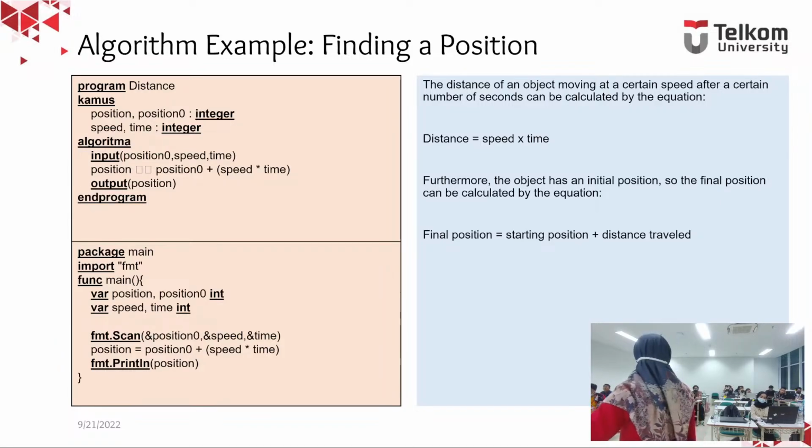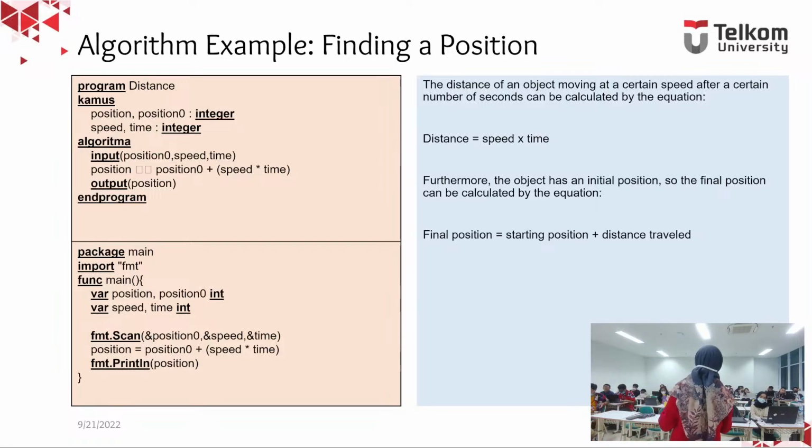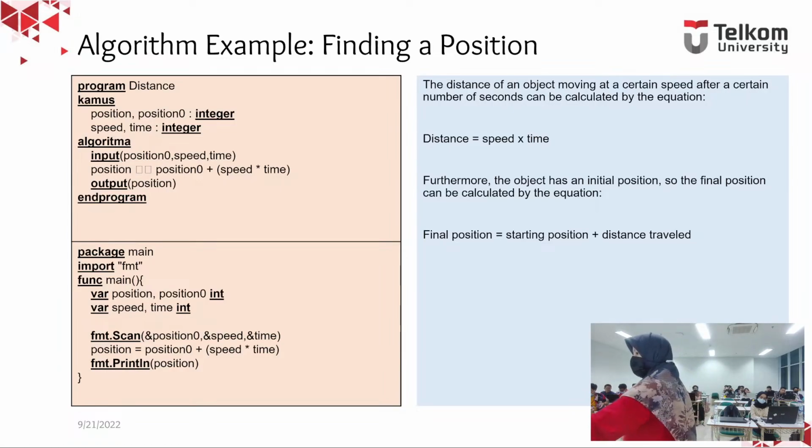And have you ever tried this operation? No? So how do we separate the input between position 0, speed and time? Actually, when you run this code, you have to input 3 values, right? And each value is separated by white space. You can try it maybe later after this, okay?